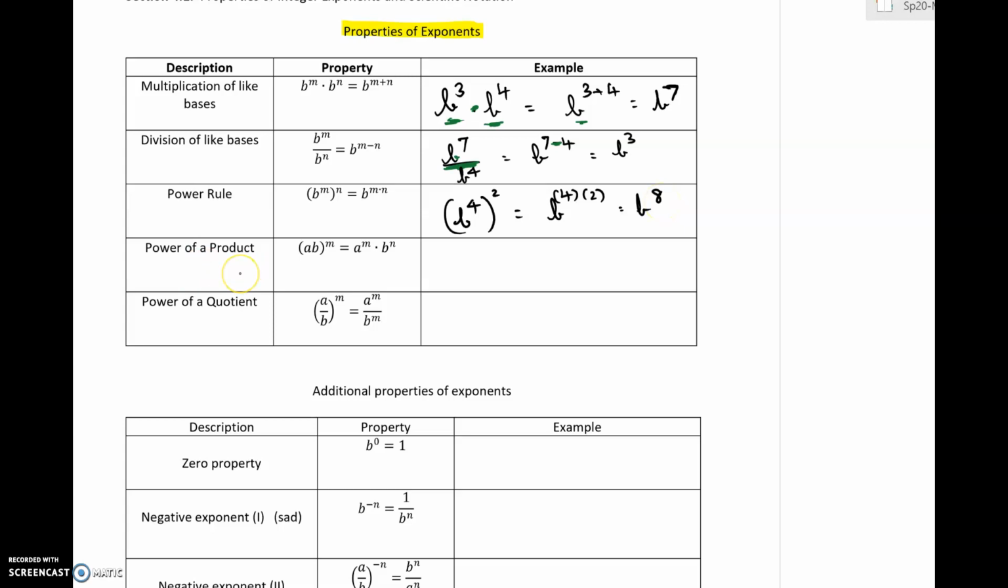The power of a product. So a times b to the power m is a to the power m, b to the power n. So to give you an example, if you have a times b to the power 3, which is a cubed times b cubed. A power of a quotient, a over b to the power m is equal to a to the m divided by b to the m. So we have a over b to the power 5, so it will be a to the power 5 over b to the power 5.